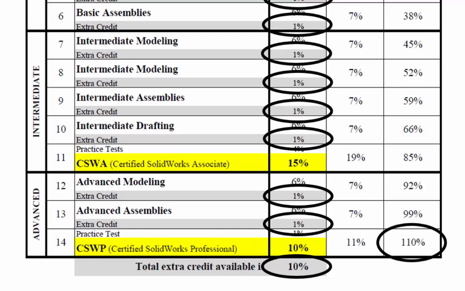I suggest you complete all of the extra credit assignments to make sure you are ready for the professional level certification exam. This extra credit will also help boost your final grade in case you don't do as well as you hope on the final professional level certification exam.